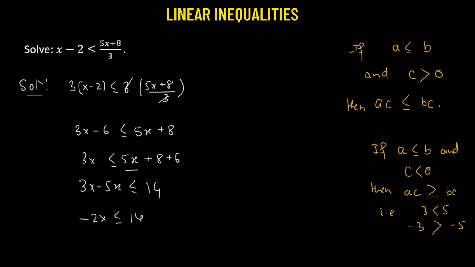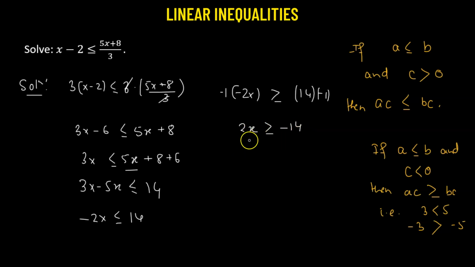So we'll do the same thing here. We'll multiply negative 2x by negative 1 and 14 by negative 1 as well. This is going to change the sign from less than or equal to, to greater than or equal to. So here we have 2x, which is greater than or equal to negative 14.